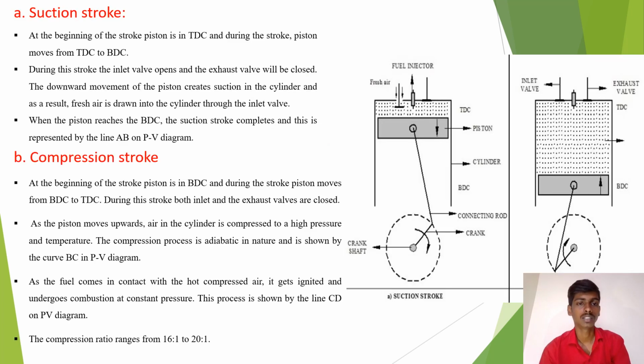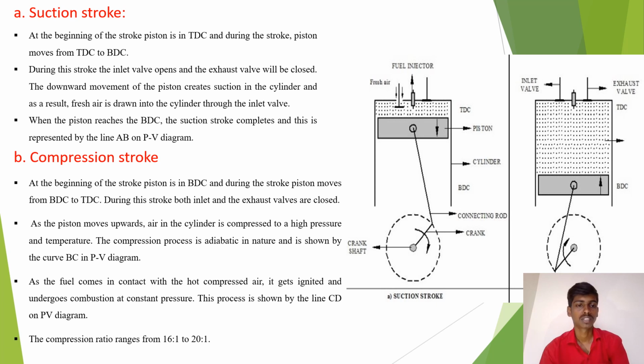Suction stroke. At the beginning of the stroke, the piston is at TDC, and during the stroke, the piston moves from TDC to BDC. During this stroke, the inlet valve opens and the exhaust valve is closed. The downward movement of the piston creates suction in the cylinder and as a result, fresh air is drawn into the cylinder through the inlet valve. When the piston reaches the BDC, the suction stroke completes and this is represented by the line AB on the PV diagram.